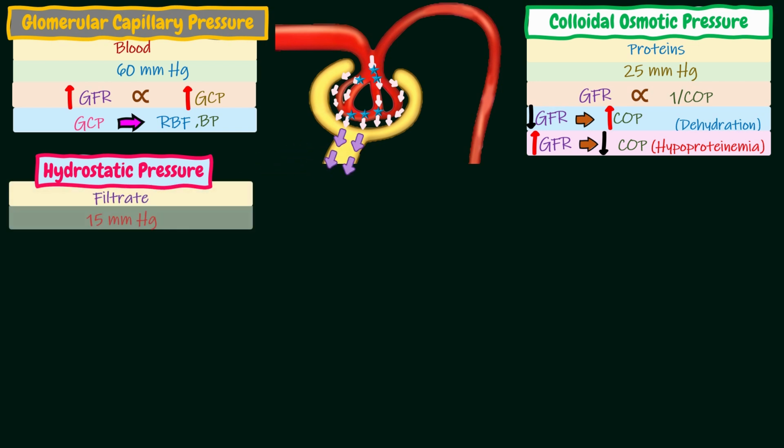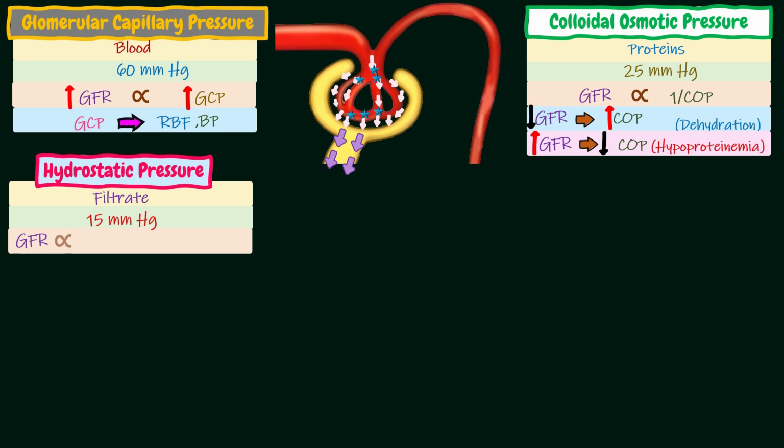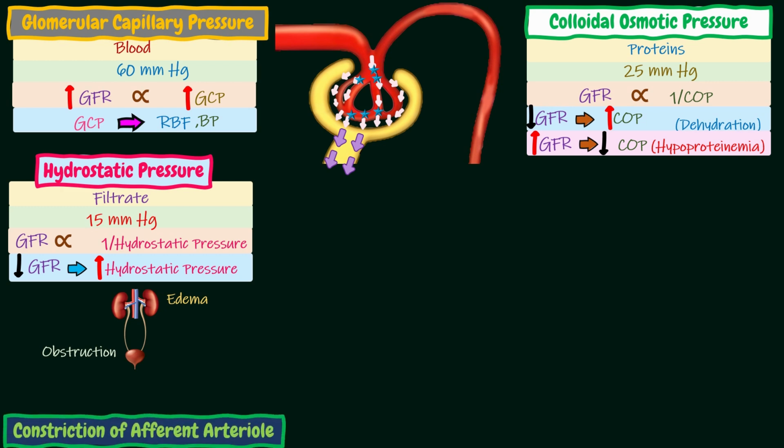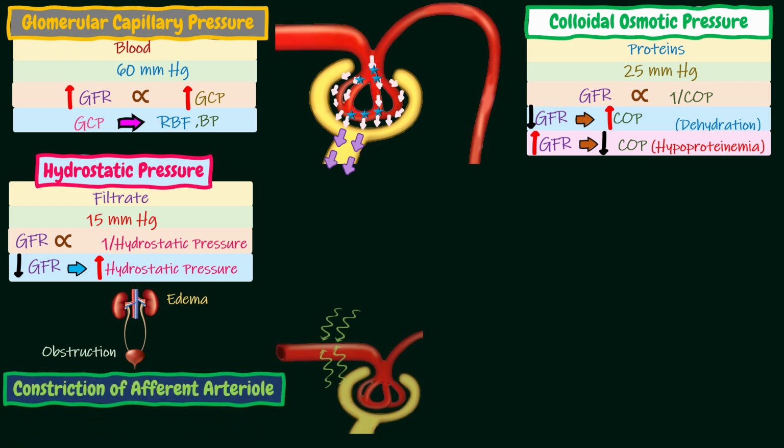Third factor is hydrostatic pressure in Bowman capsule. It is the pressure exerted by the filtrate in Bowman capsule. Normally, it is 15 mm of mercury. Glomerular filtration rate is inversely proportional to hydrostatic pressure in Bowman capsule. When the hydrostatic pressure increases in the Bowman capsule, it decreases glomerular filtration rate. Hydrostatic pressure in Bowman capsule increases in conditions like obstruction of ureter and edema of kidney beneath renal capsule.